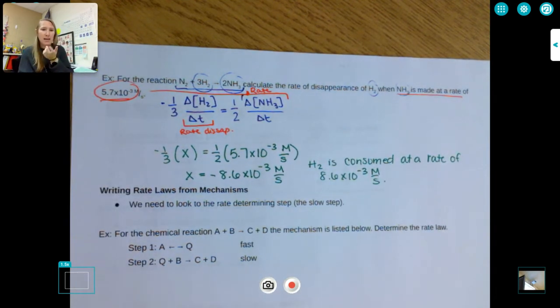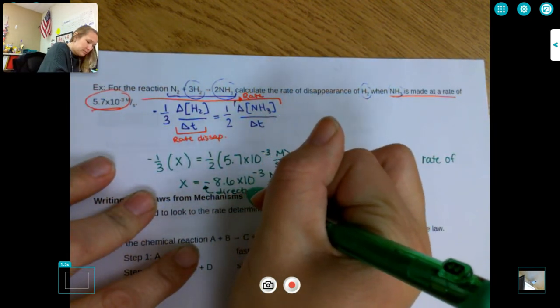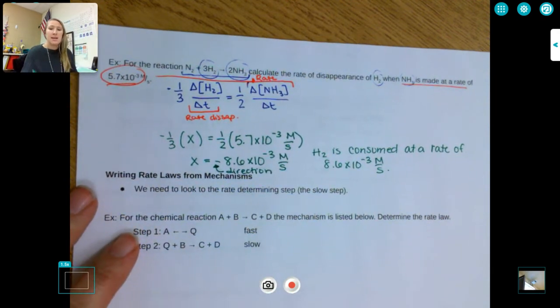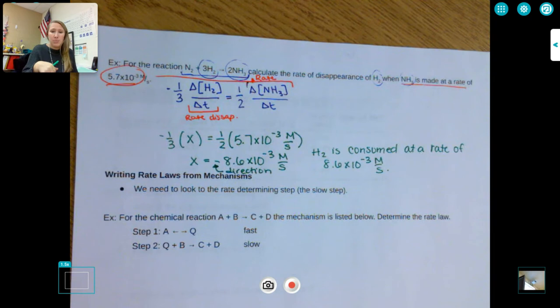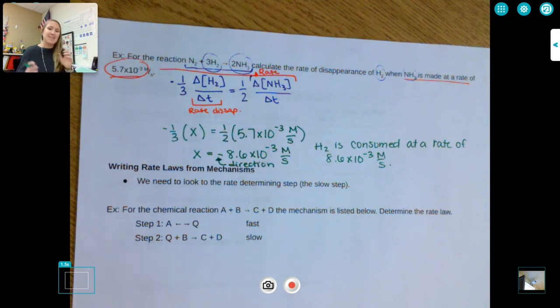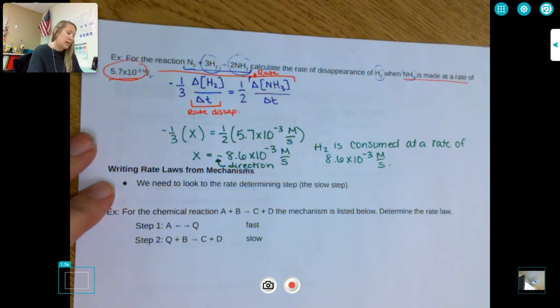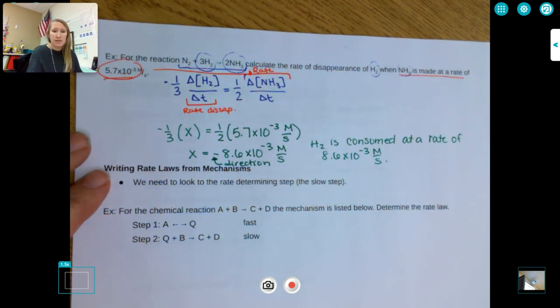But you might ask, well, why do we suddenly turn that into a positive? Well, this negative here tells us our direction. It tells us that this concentration is going down by 8.6 times 10 to the negative 3 molarity per second. It's not increasing. But I can say in a positive fashion that I'm consuming it this fast. So just take note of the directionality of your rates so that you don't get something mixed up when you are plugging in numbers. Okay, so that's how we can calculate rate based off of a balanced chemical reaction.